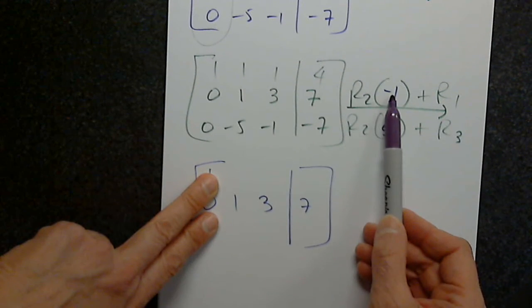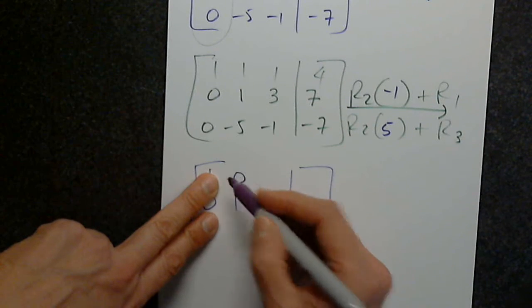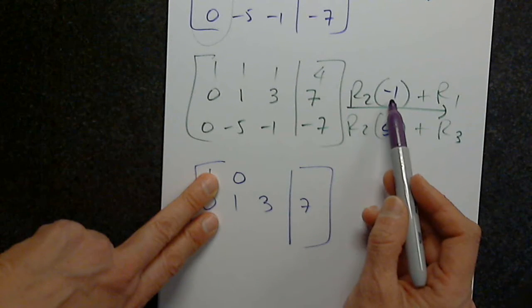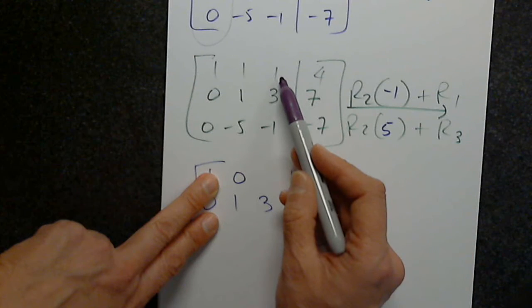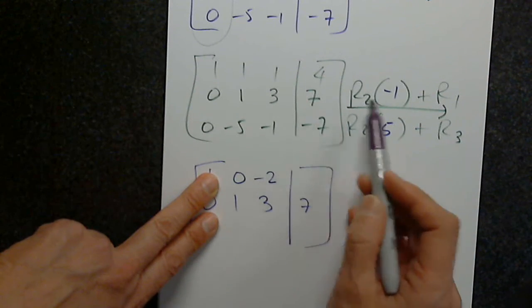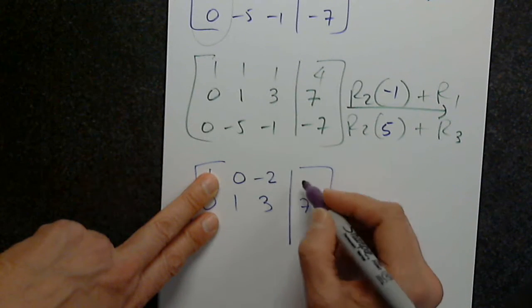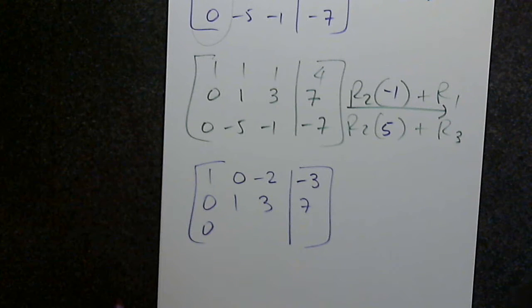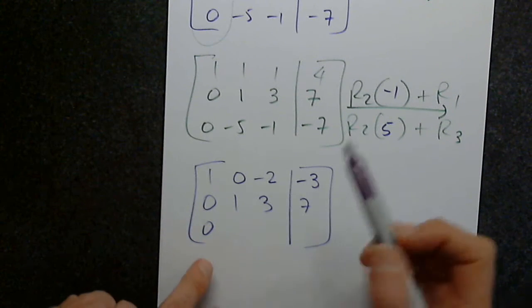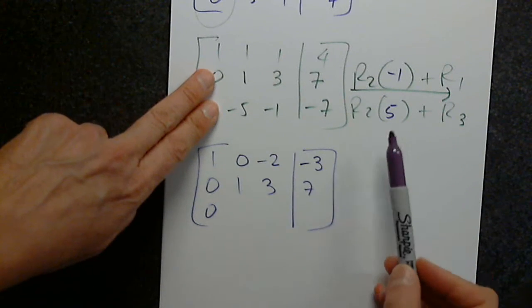1 times -1 plus 1, 0. 3 times -1 plus 1, -2. Excellent. 7 times -1 plus 4, -3. Excellent. Is this clear? And now I multiply the same row, but by 5 this time, and I add it to row 3.